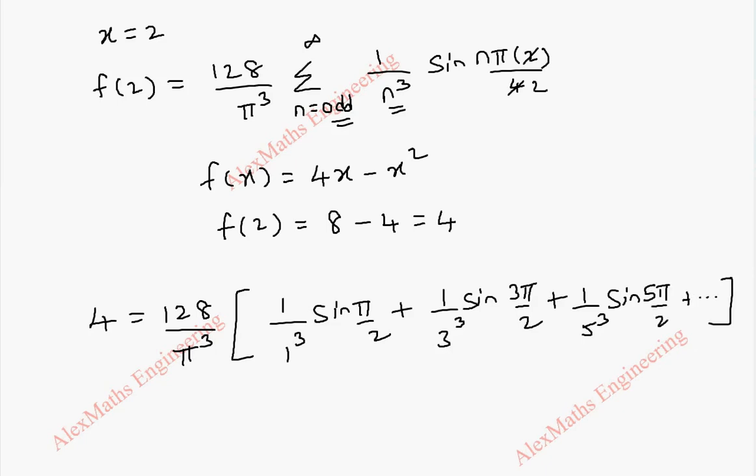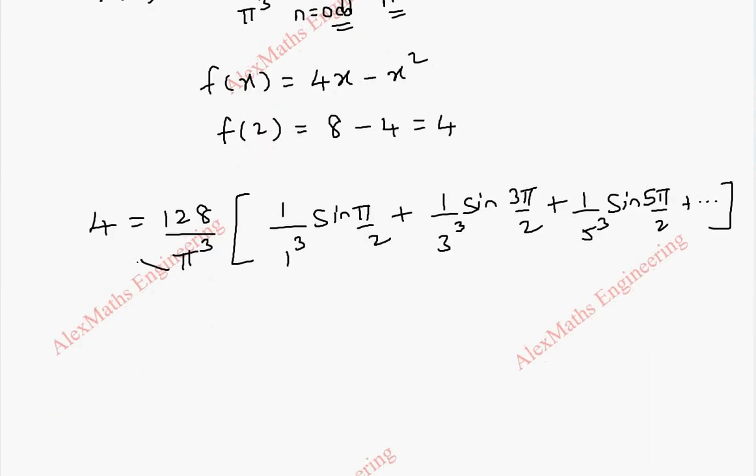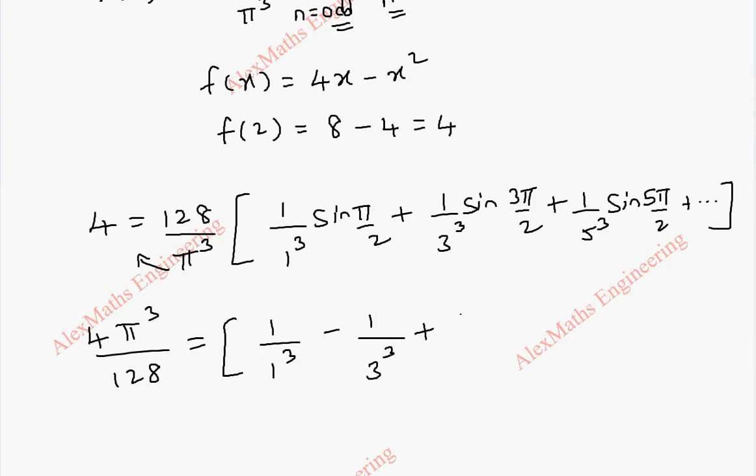So like this it keeps going. Now we can take this pi cube here and 128 to the other side. So 4 pi cube by 128 will be, sine pi by 2 is 1, so this is 1 by 1 cube. But sine 3 pi by 2 is minus 1, so minus 1 by 3 cube. Sine 5 pi by 2 is plus 1, so 1 by 5 cube. The next will be minus. So like this our series keeps going.